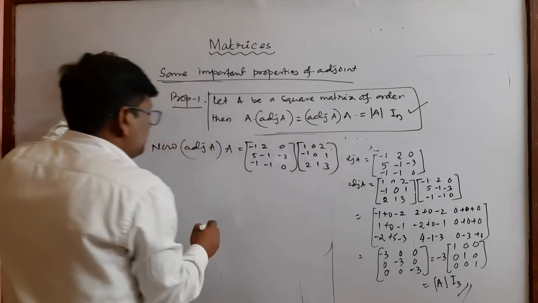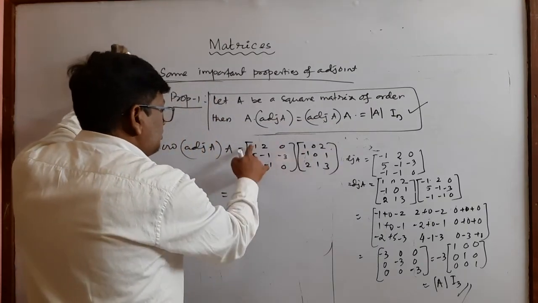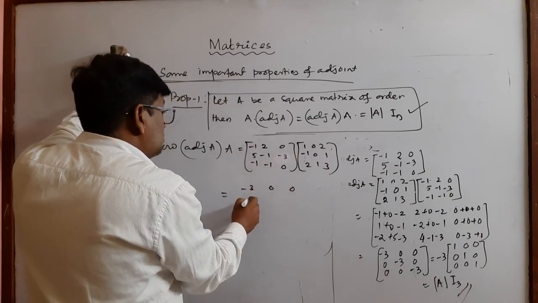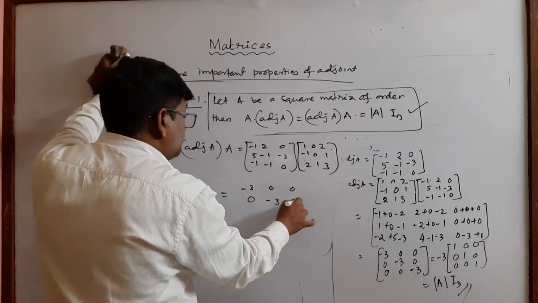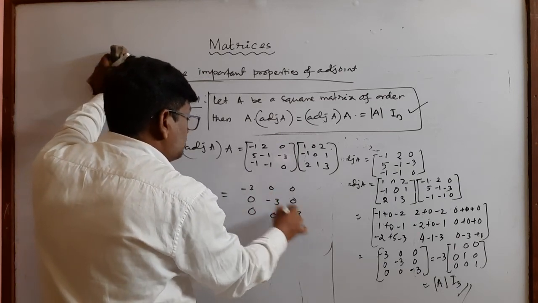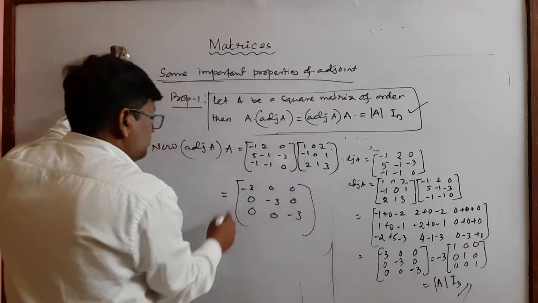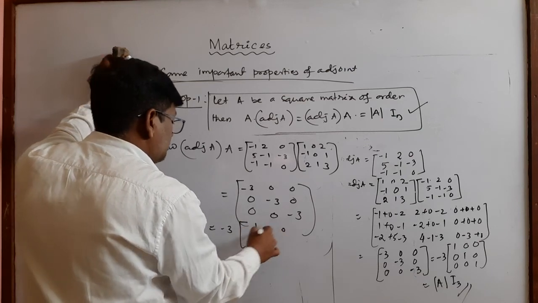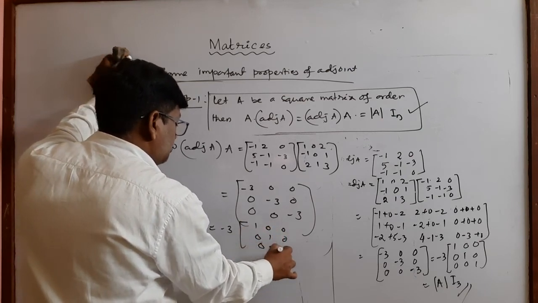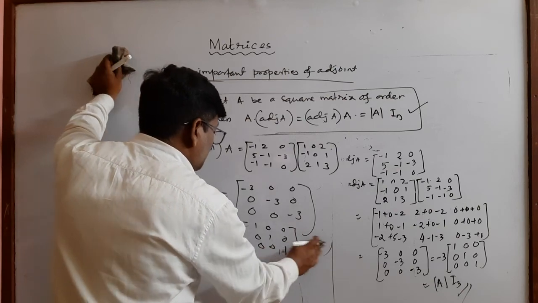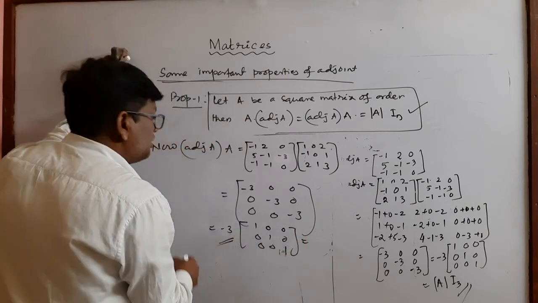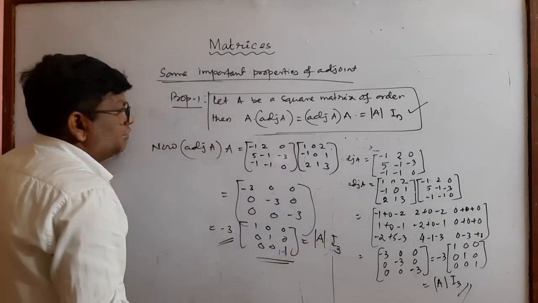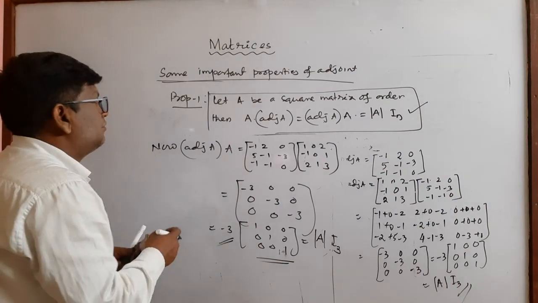And multiply this, we get this. So minus 3, 0, 0, then 0, minus 3, 0, and 0, 0, minus 3. You multiply yourself. So take minus 3 common. So this is 1, 0, 0, 0, 1, 0, 0, 0, 1. So this is equal to minus 3, which means determinant, and this is I3, identity matrix of order 3. Hence proved.